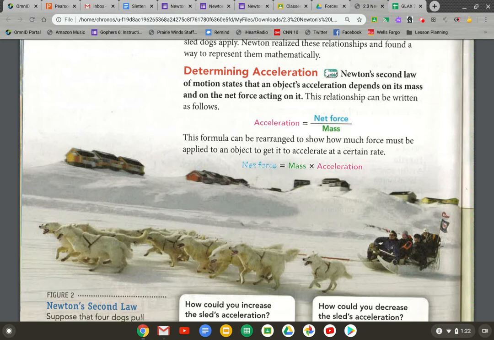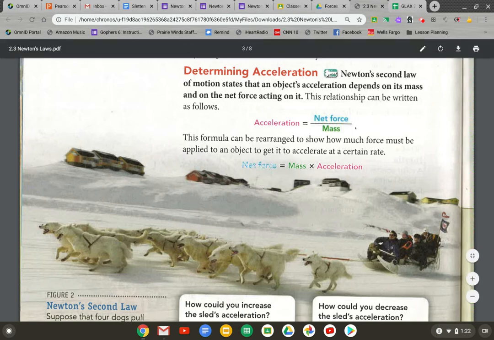So what that means, looking at the formula, the greater the net force that's applied to an object, the greater the acceleration, okay? But the greater the mass of the object, since that's on the bottom of the equation here, the less the acceleration of the object. So this formula can be rearranged to show how much force must be applied to an object to get it to accelerate at a certain rate.